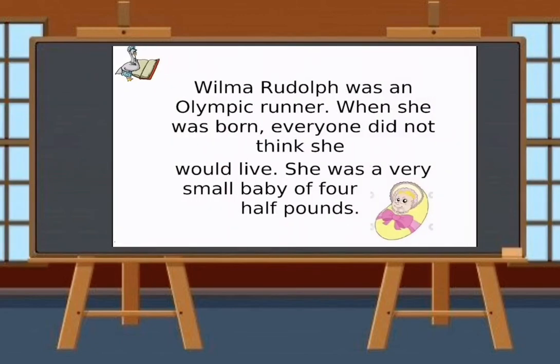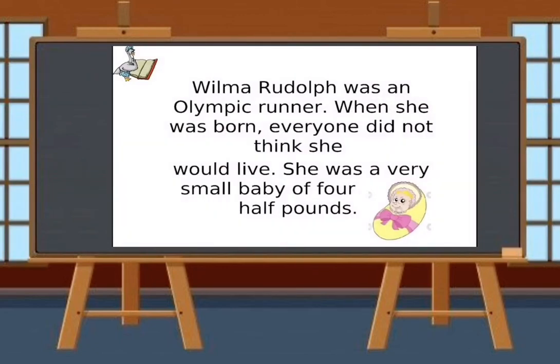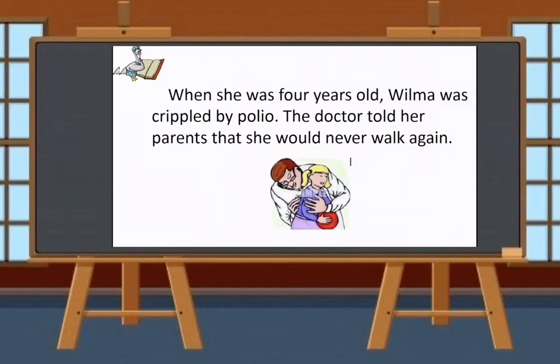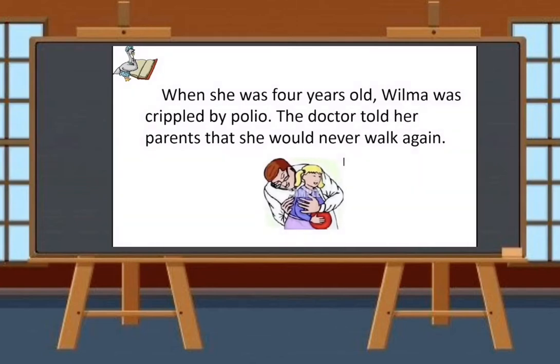Wilma Rudolph was an Olympic runner. When she was born, everyone did not think she would live. She was a very small baby of 4.5 pounds. When she was 4 years old, Wilma was crippled by polio.